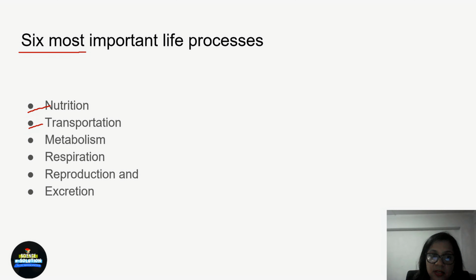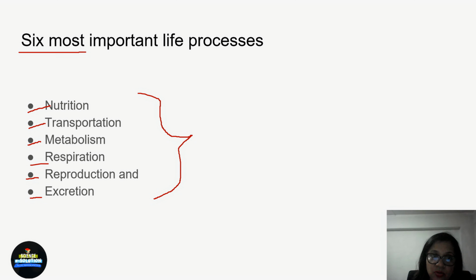Then transportation: the different digested foods or hormones or different things inside your body need to get transported from one part to the other via blood or any other circulatory system. So that is transportation. Then the food or any other type of breakdowns or reactions in your body make up the metabolism of the body. Then respiration, reproduction, and the undigested materials come out through the process of excretion. So these are the 6 most important life processes.